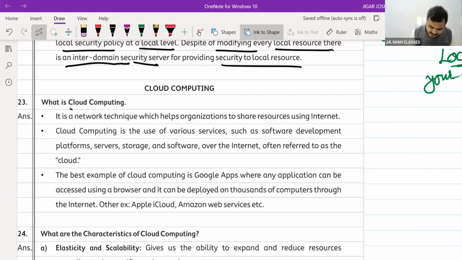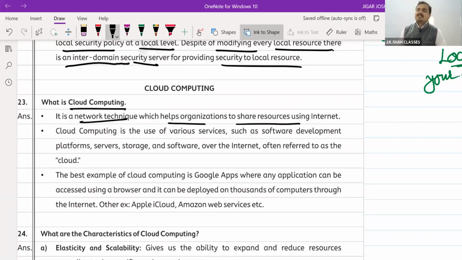Seriously. Cloud computing is a network technique which helps the organization to share the resources over the internet. Today, JK classes is the organization. Yes, they share the resources of timetable with you via what? Sir, via website, and that website is hosted by cloud computing technology. That method is called cloud computing.